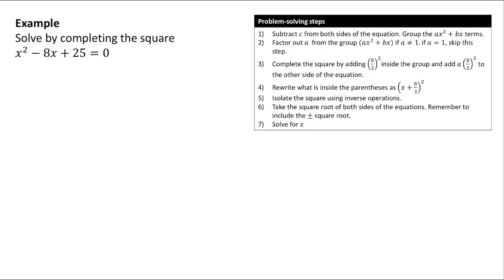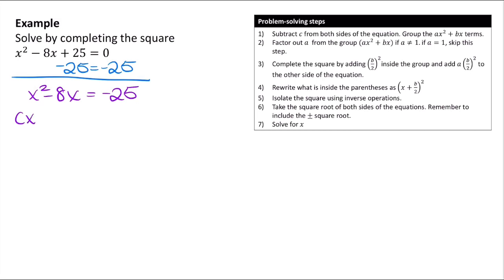Let's solve this problem by completing the square. So this is in standard form, so I'm going to start off by subtracting 25 from both sides. So when I subtract 25 from both sides, I get x squared minus 8x equals negative 25. Okay, so I'm going to go ahead and group these two terms.